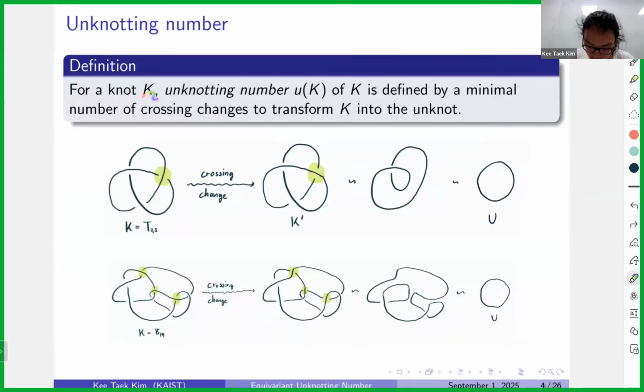And for a given knot K, the unknotting number u(K) of K is defined as the minimal number of crossing changes to transform K into the unknot. For example, this is a trefoil knot, and if we change this crossing like this, then it becomes an unknot. This is another example. If we change these three crossings, then you can check that this is isotopic to the original circle. So we can say that the unknotting number is at most 1 in this case and at most 3 in this case.